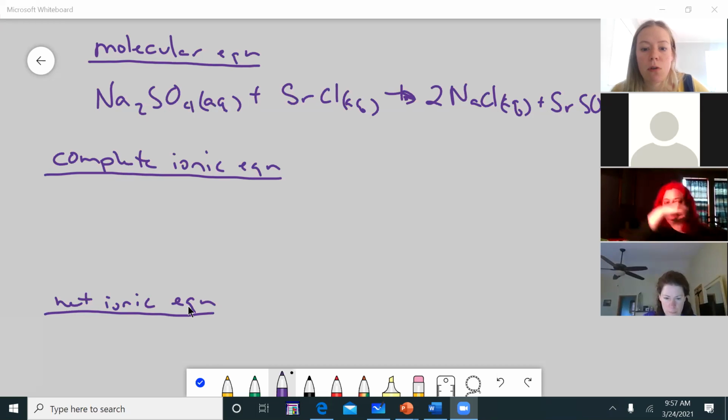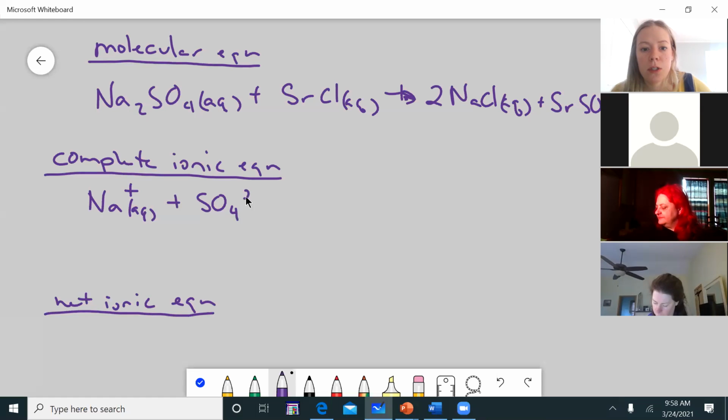Let's see. When we're breaking these things apart, we want to break them up into their ions. So this one right here, I've got a sodium ion, which is Na+. I have to put the charge on, and it's going to be aqueous. And the sulfate ion, SO4 with a 2- charge, and this is also aqueous.